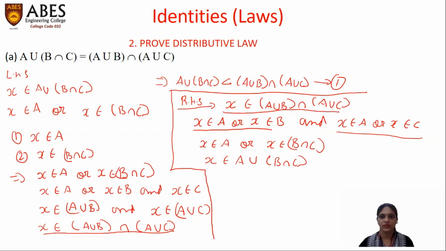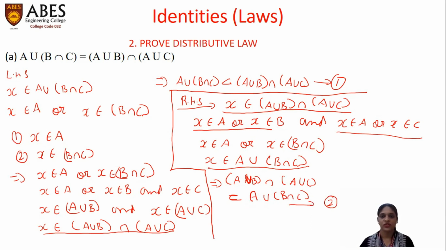So we started from this right hand side and now we are on this left hand side. By this we can say that A union B intersection A union C is a subset of A union B intersection C, considering this as equation number 2. Then from equation 1 and equation 2, we can say that left hand side is equal to the right hand side. Hence, this is the proof of the property of distributive law.